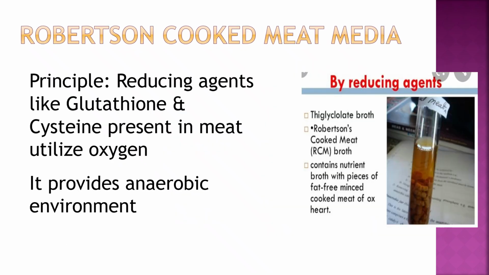Next method is Robertson cooked meat media. The principle of this is that reducing agents like glutathione and cysteine present in meat utilize oxygen and it provides an anaerobic environment. Here you can see this Robertson cooked meat broth, which contains nutrient broth with pieces of fat-free minced cooked meat of ox heart.